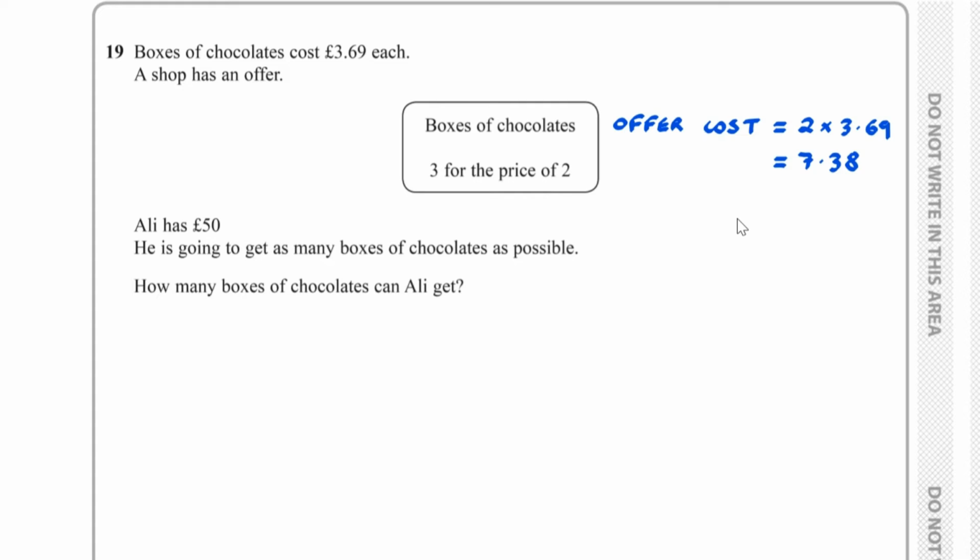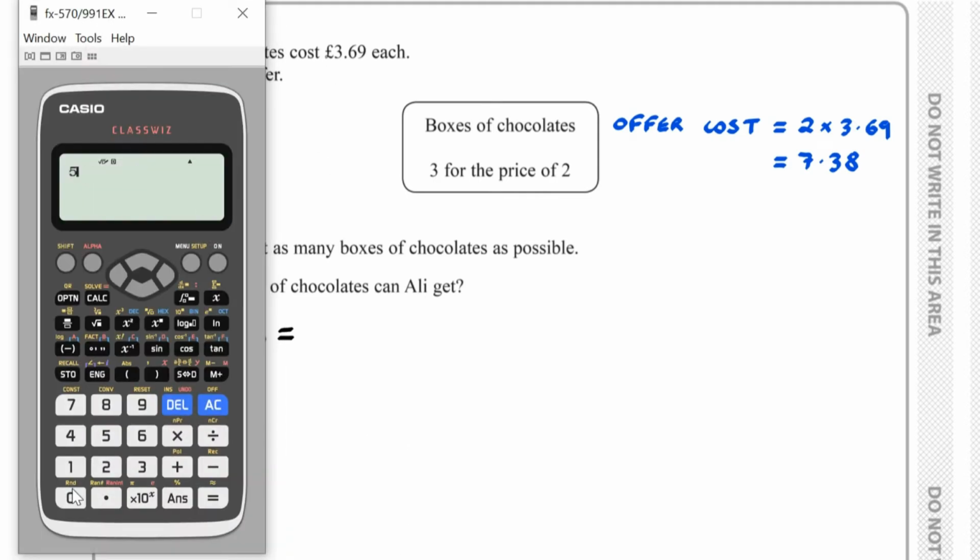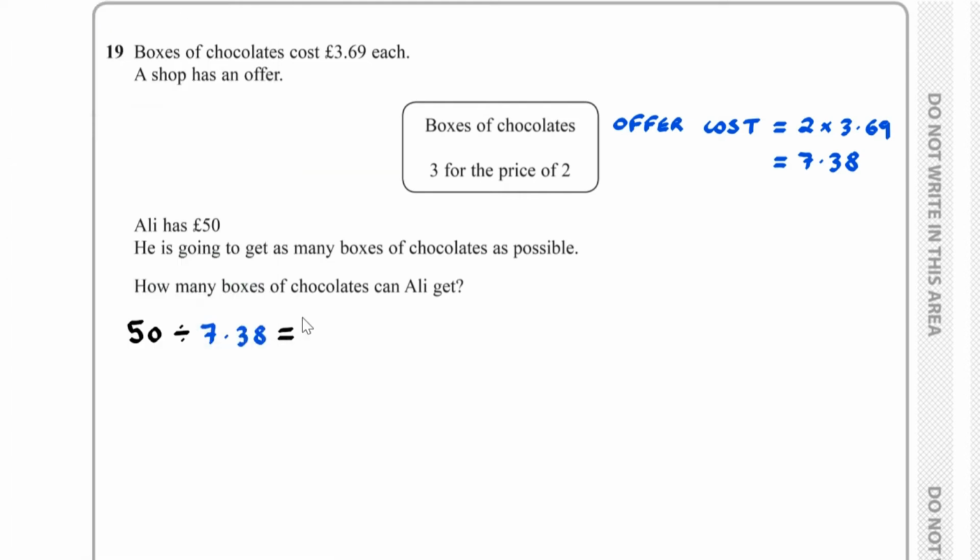So what can we do? Well, what we can do is find out how many boxes we can get with this £50. So if I do 50 divided by 7.38, well, I would get 6.77, etc.